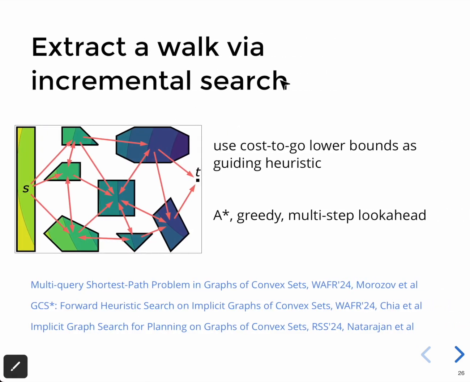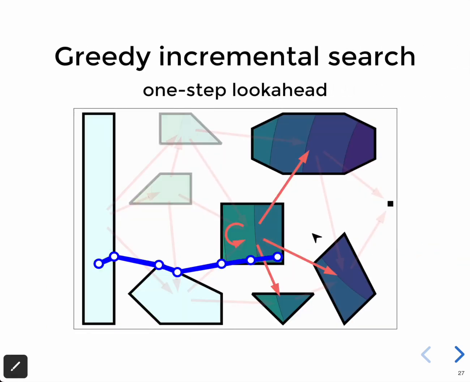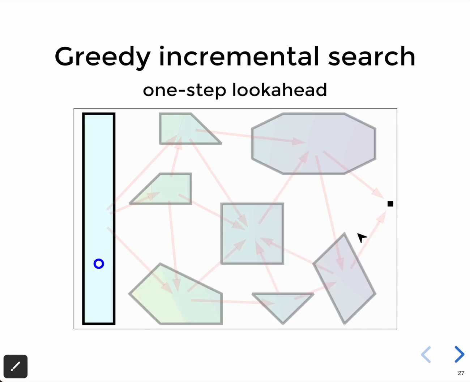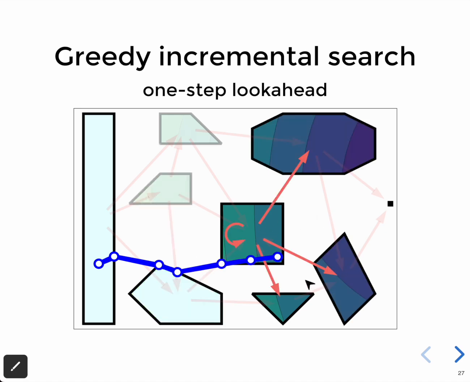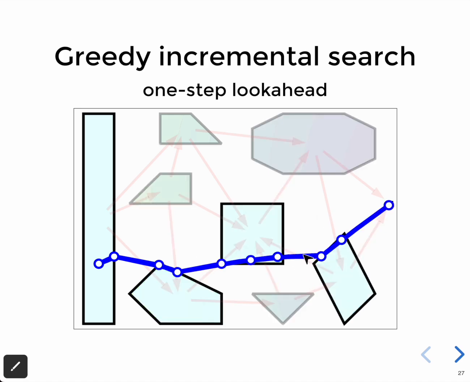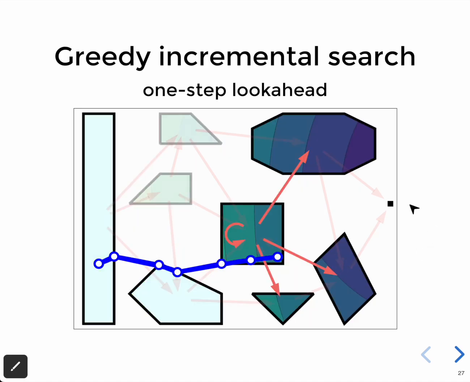And then to extract the walk, we're going to use these lower bounds as guiding heuristics for incremental search. Now, many papers have been published on incremental search over graphs of convex sets: A-star, greedy, multi-step look-ahead. Here are some citations. For demonstration, here is just one-step look-ahead greedy search. That's what we use in the paper. Here at each step, we're trying to minimize the one-step look-ahead cost to go that we saw in the Bellman equation. And this way we extract the walk just one step at a time.